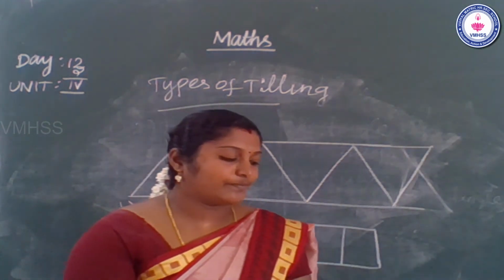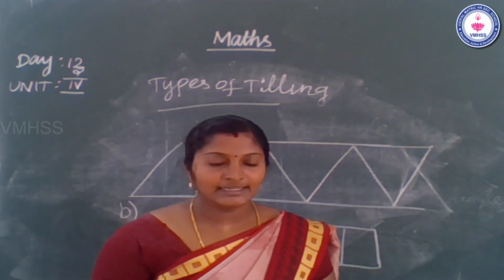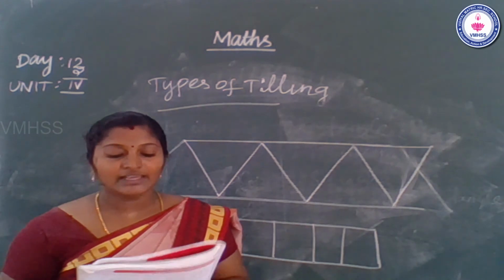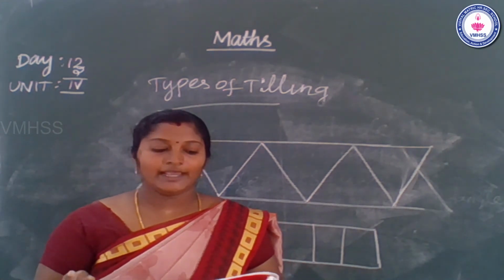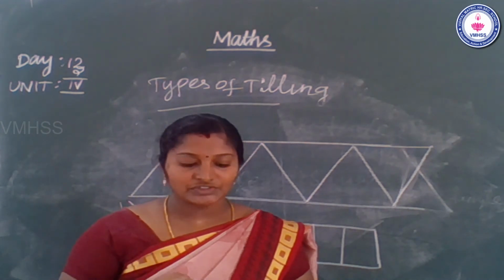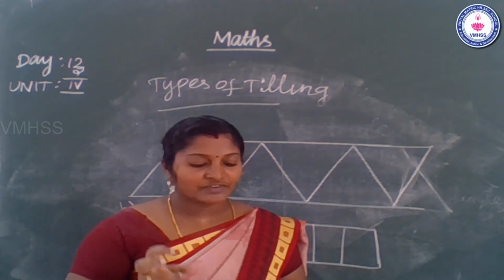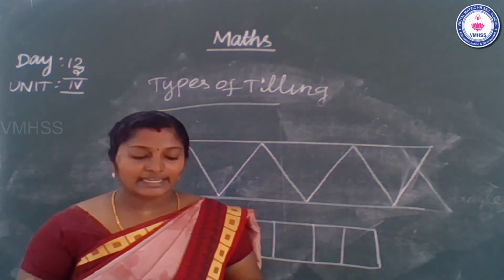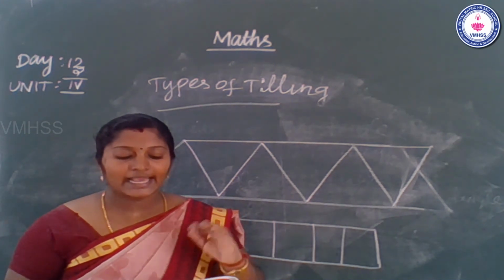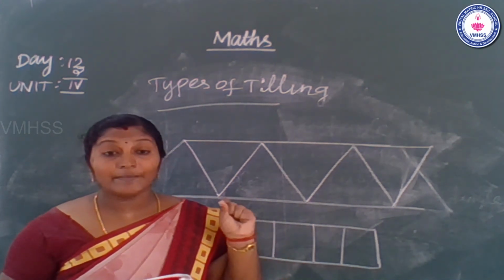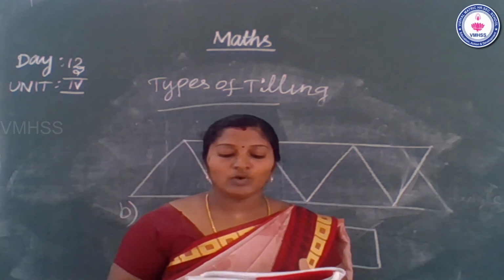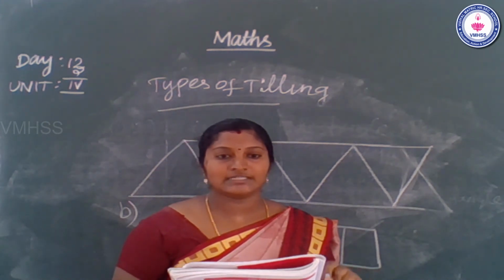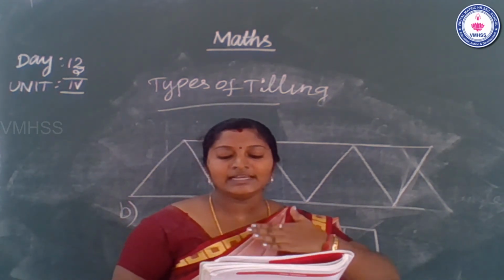Okay, so next, tilling. What is tilling? When shapes cover a surface without leaving any gaps in between, it is called tilling. Tilling has no gap in between the shapes. The unit shape is rectangle. Second one, non-tilling: what is non-tilling? It has gaps in between the shapes.